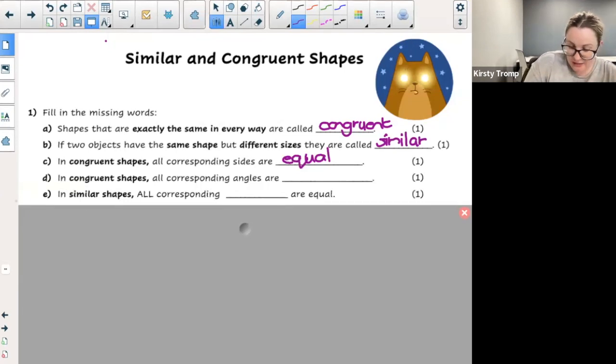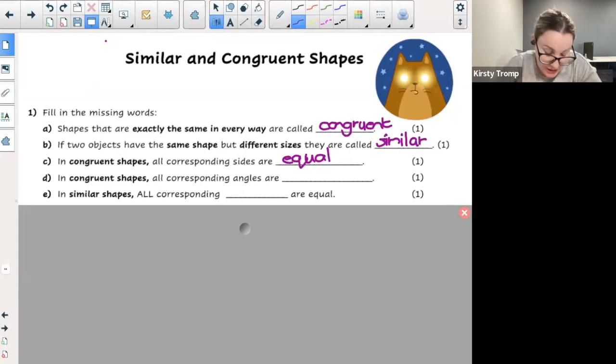In similar shapes, all corresponding, so in similar shapes, all corresponding what are going to be equal? So when they're similar, what is equal? All corresponding what? Let's go with Lyle. Hi, Lyle. Oh, Lyle was there and then Lyle was gone. Let's go with Christina. Hi, Christina. You're going to help me answer both.